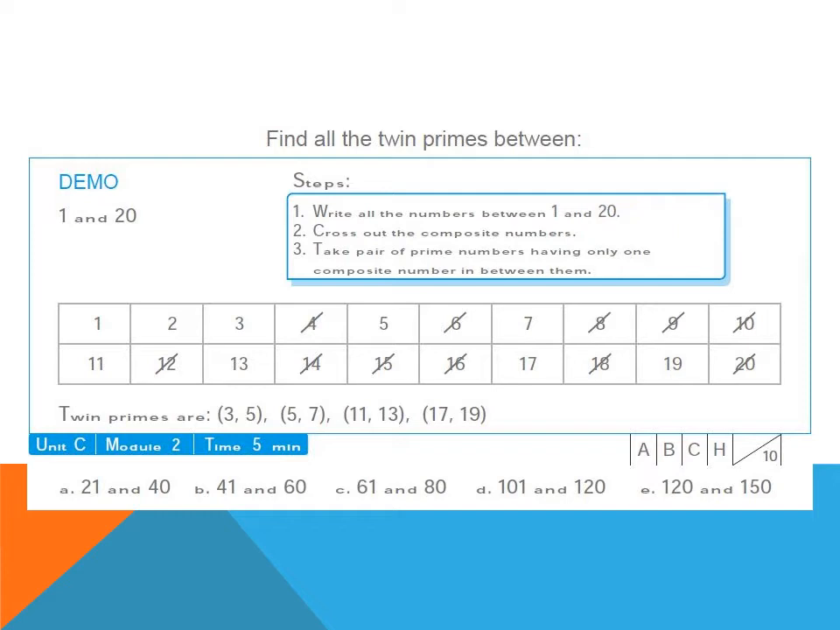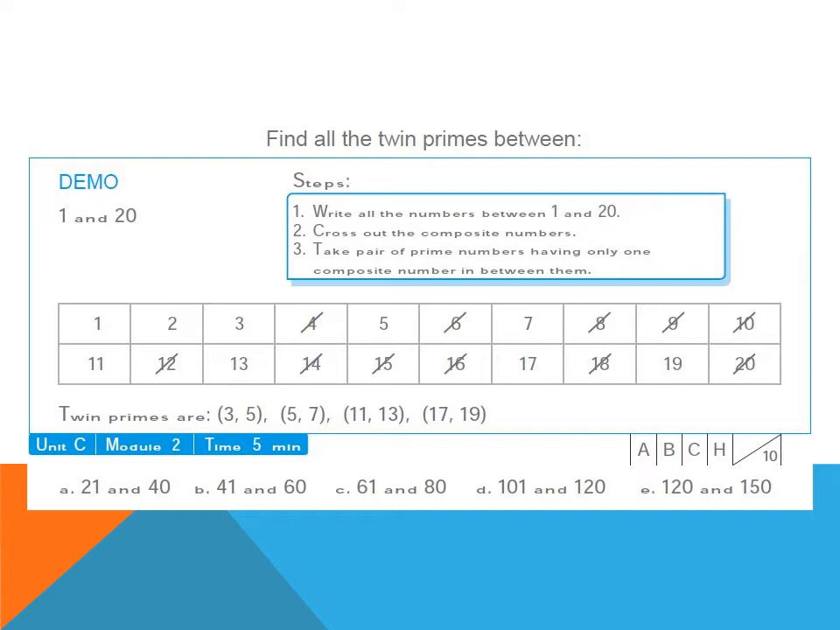Find all the twin primes. Look at the demo between 1 and 20. So we have to find all the twin prime numbers between 1 and 20. First of all, we will write all the numbers from 1 to 20 in a tabular form. Now we will cross out all the composite numbers.